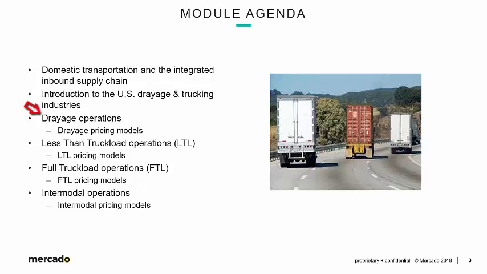drayage operations, including the pricing model, the role of less than truckload at the tail end of an import supply chain and its pricing models, full truckload and its corresponding pricing structure, and intermodal operations, which is actually a big part of an integrated import supply chain, speaking specifically about truck to rail to truck intermodal and how that pricing works. Let's not waste any time, and let's be sure to finish up strong.